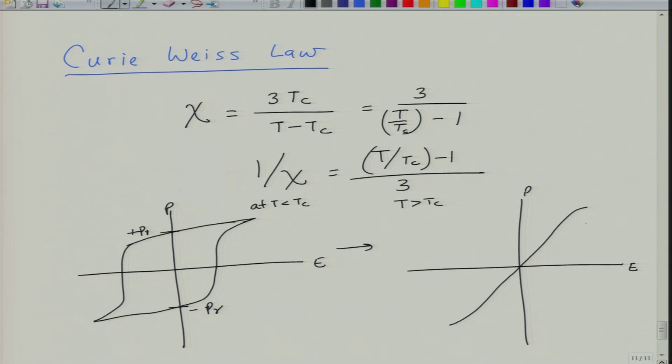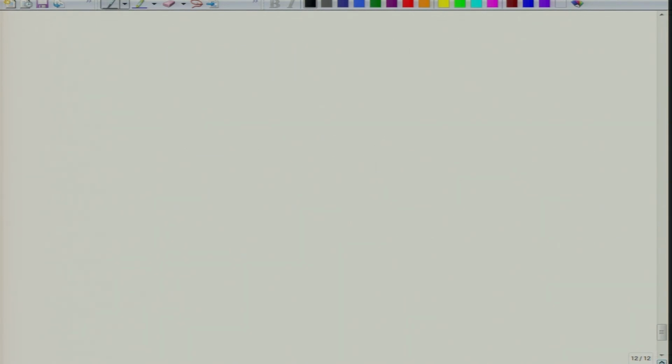This is basically a paraelectric. So, you will not observe any sort of finite polarization at 0 field when you are at a temperature above Tc, and this is a typical ferroelectric transition that you should see. This is also manifested in what we call the dielectric constant.